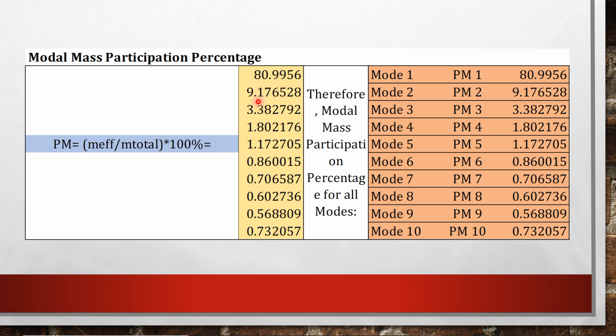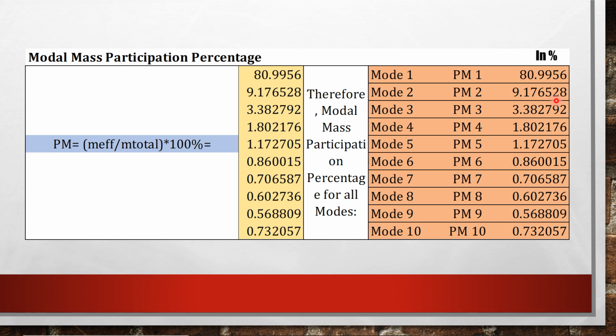80.9956, 9.176528, 3.382792, and so on. Therefore, the modal mass participation percentage for all modes, ito. So, mode 1, or the modal mass participation percentage 1, represented by PM, mode 1, is 80.9956, for PM2, 9.176528, and so on. Pag i-solve natin ang sum nito, total, 100%. So, naka-percent pala ito, no? Naka-percent. So, total niya, 100%.